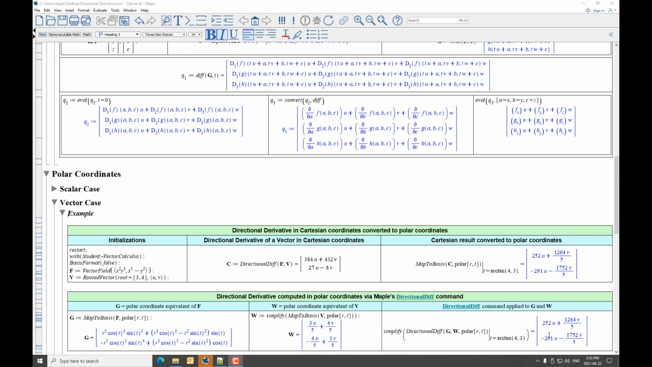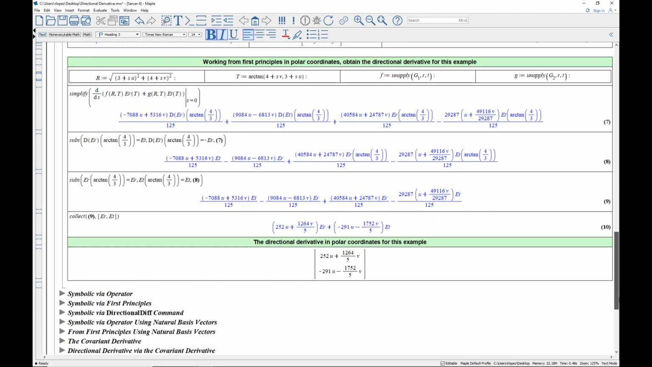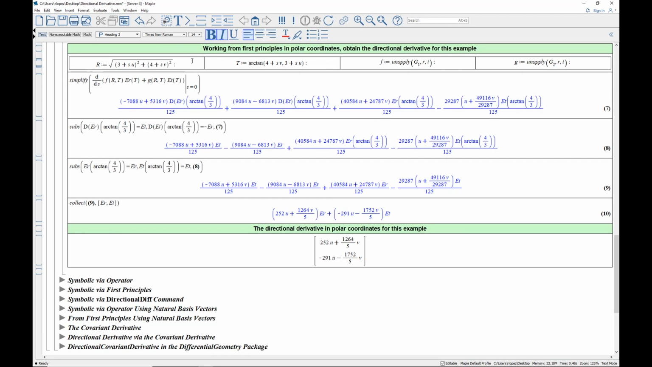Lo and behold, the result is the same thing as we got when we worked first in Cartesian coordinates and brought that over to polar coordinates. So the directional derivative command will work on a vector in polar coordinates. Can we get the same result working from first principles? To do that, we need a representation of the line along which we're going to work. So here's r and the angle.